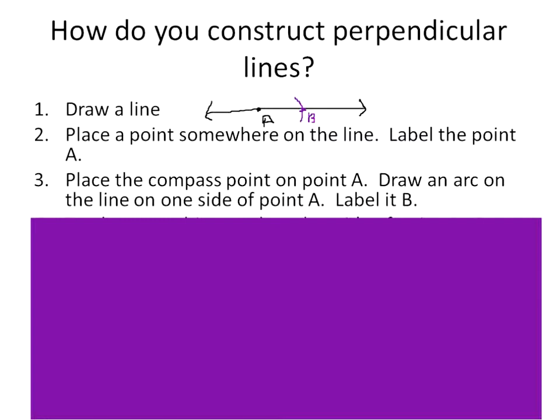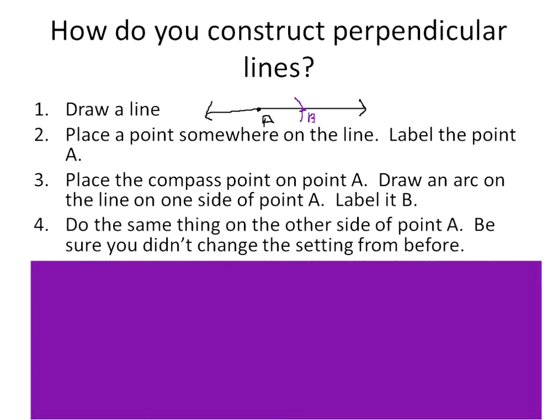So for those of you on the other end, we are going to do the exact same thing we just did, except it's going to be on the other side of A. And make sure you didn't change the setting of your compass before you do that. So when you have your compass, you have a mark over here about the same distance from A. You're going to label it C.